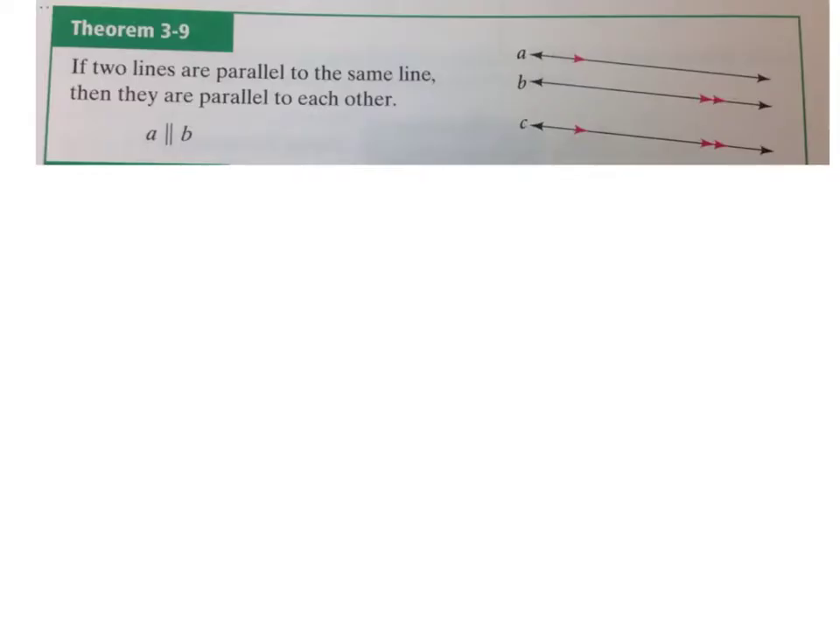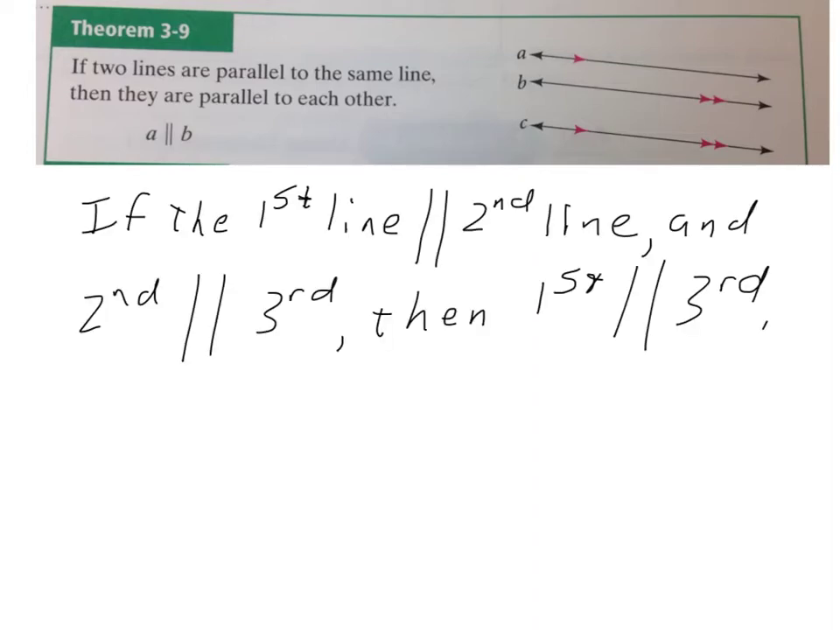The first theorem we will look at in Lesson 3.3 is Theorem 3.9, which states, if two lines are parallel to the same line, then they are parallel to each other. I like to call this theorem transitivity of parallelism. It is simply the transitive property for parallel lines. Stated another way, it would say, if the first line is parallel to the second line, and the second is parallel to the third, then the first is parallel to the third.